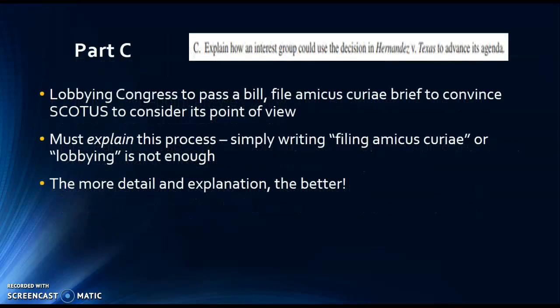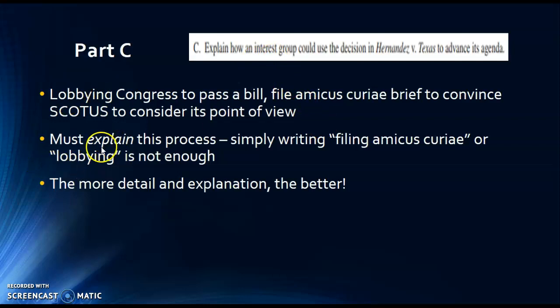All right, lastly, in Part C, you're going to be asked to explain how an interest group could use the decision in Hernandez v. Texas to advance its agenda. So you have to think back to interest groups, and again, here we have that word explain, and you can't just assume. So the correct answer would be something to the effect of lobbying Congress to pass a bill to expand minority rights, or filing an amicus curiae brief to convince SCOTUS to consider its point of view. Those are certainly acceptable answers.